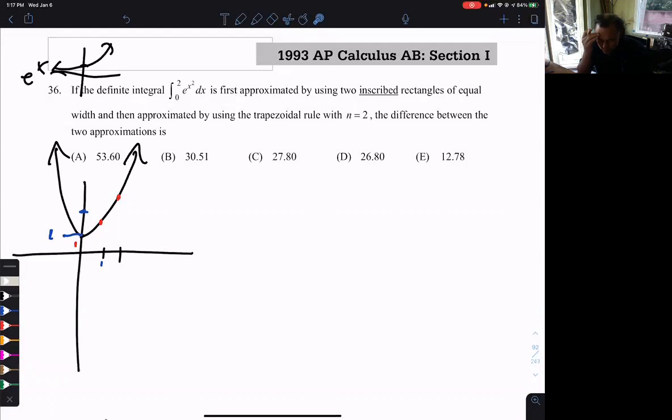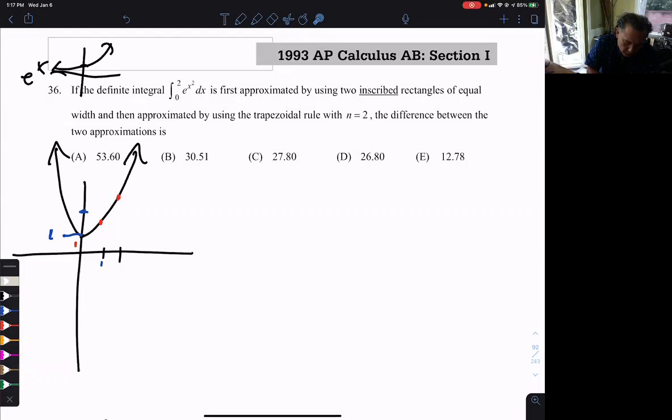Oh, trapezoid. Whoa, whoa. Oh, you're comparing it to trapezoidal. I'm sorry. So first you're going to do rectangles, Riemann sums using rectangles, and they're inscribed, and you're comparing it to the approximation using trapezoidal. So we have two different things going on here. So what's inscribed? Inscribed means it's inside.